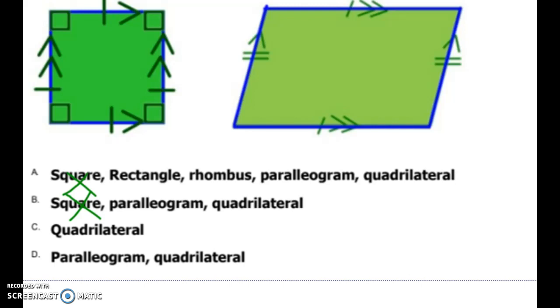Yes, both are quadrilaterals because they have four sides, but are they both parallelograms? Well, let's take a look. I know that the one on the left is because the arrows are telling me that it's got two sets of parallel sides, and the one on the right has two sets of parallel sides, so they are both parallelograms.